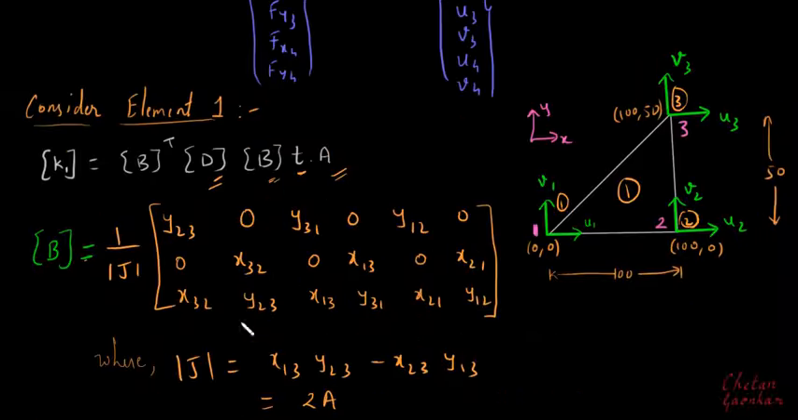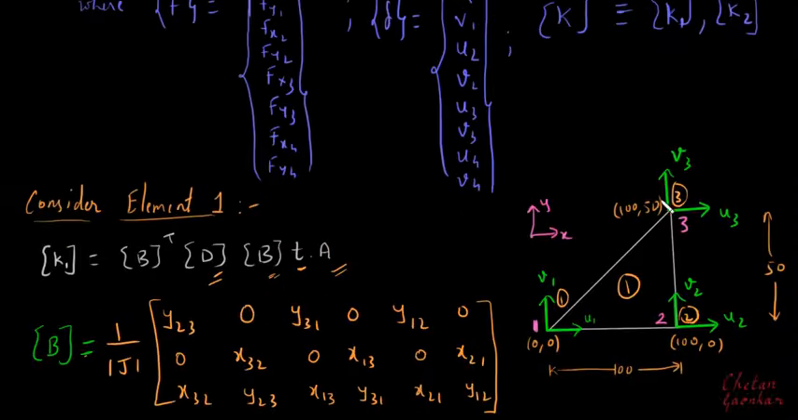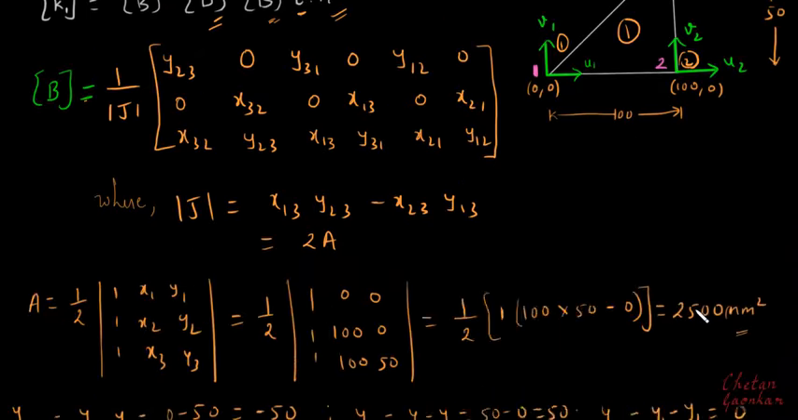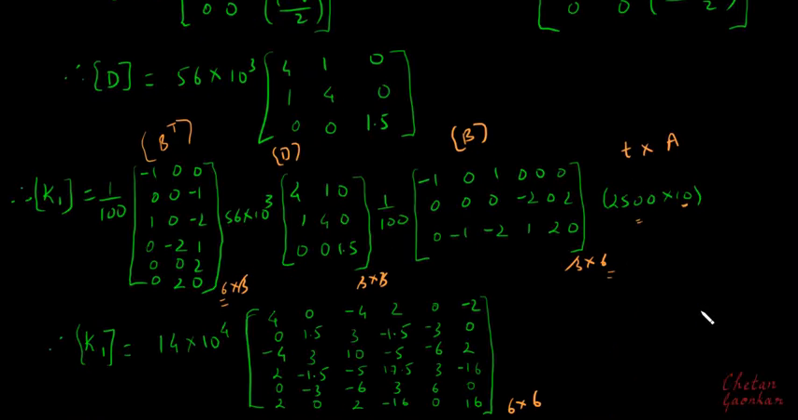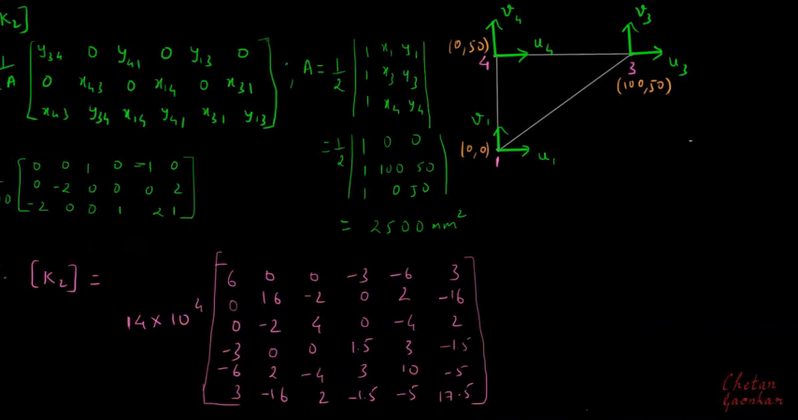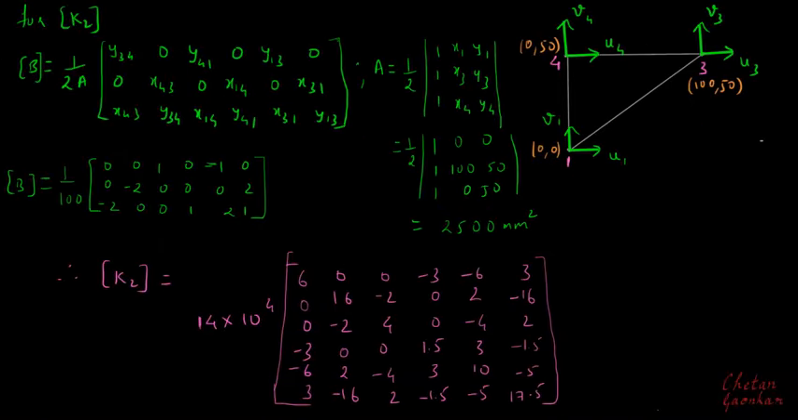So what we have done here is we have calculated the stiffness matrix for element 1, but the global stiffness matrix is a combination of the stiffness matrix of element 1 as well as the stiffness matrix of element 2. But we have calculated the stiffness matrix of only element 1. So next we will calculate the stiffness matrix of element 2. The stiffness matrix of element 2 can again be calculated by determining the B matrix, the D matrix, and the area.